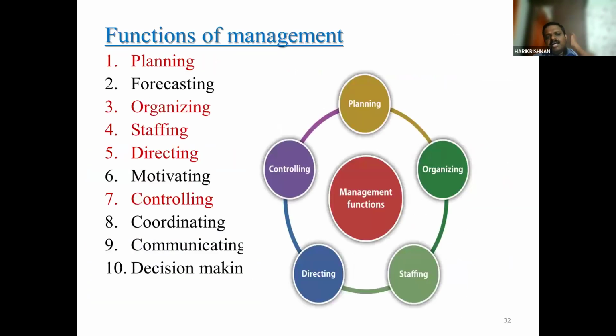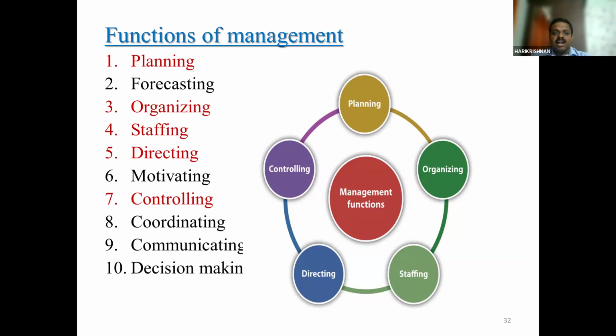Then we have already discussed the 10 functions of management: planning, forecasting, organizing, staffing, directing, motivating, controlling, coordinating, communicating, and decision making. Planning means we have to plan the things. Forecasting means we have to forecast what difficulties can be faced when we are making a product. Organizing means we have to organize our idea in a proper manner. Staffing means proper staff should be allotted for each one. Directing means the work should be directed to proper people. Motivating means if there are workers, we have to motivate them or give them training so that they are motivated and able to do the work.